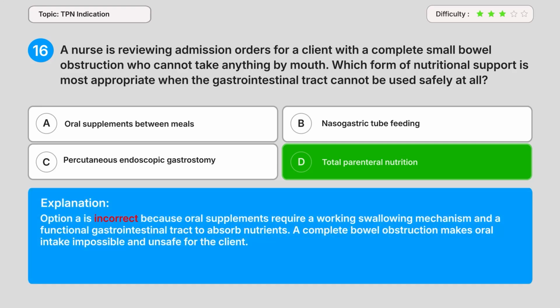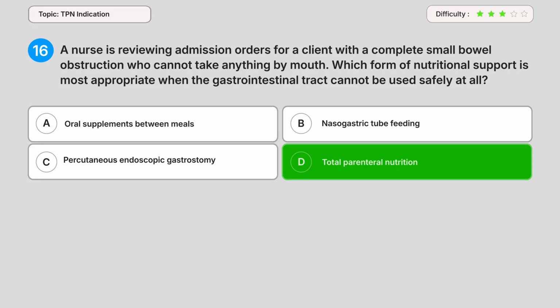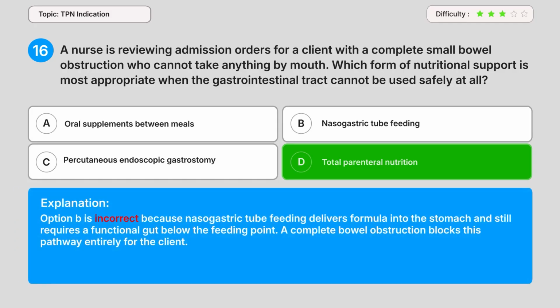Option A is incorrect because oral supplements require a working swallowing mechanism and a functional gastrointestinal tract to absorb nutrients. A complete bowel obstruction makes oral intake impossible and unsafe for the client. Option B is incorrect because nasogastric tube feeding delivers formula into the stomach and still requires a functional gut below the feeding point. A complete bowel obstruction blocks this pathway entirely for the client.